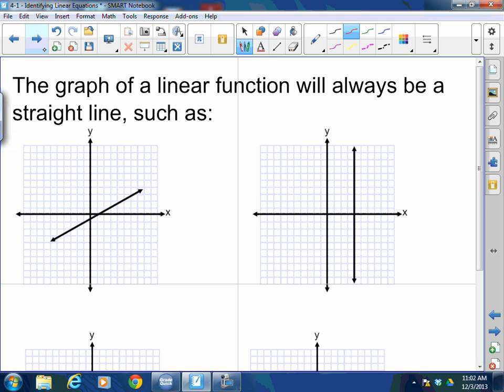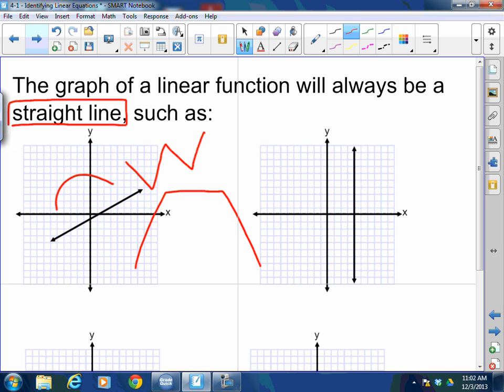Okay, now, what do these look like? What do linear functions look like? Well, the graph of a linear function will always be a straight line, my friends. It will not be curved. It will not be zigzagged. It won't be a bucket shape. No. It's always going to be a straight line.